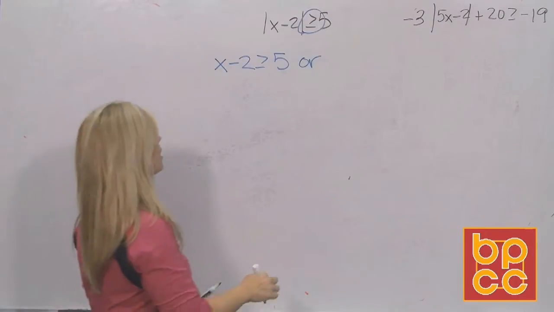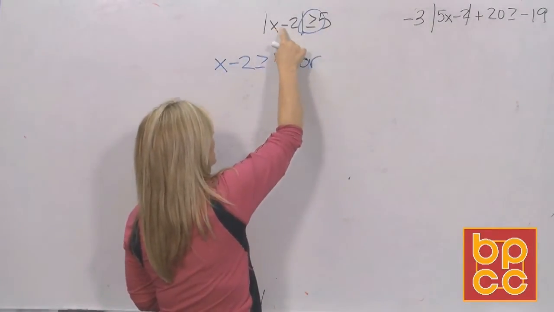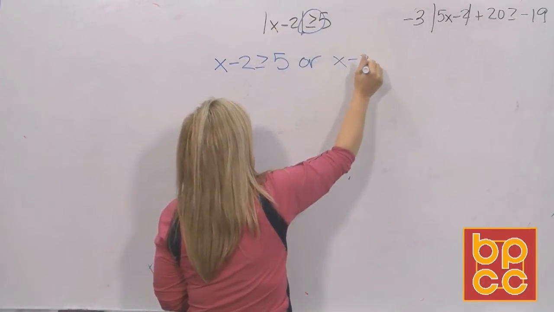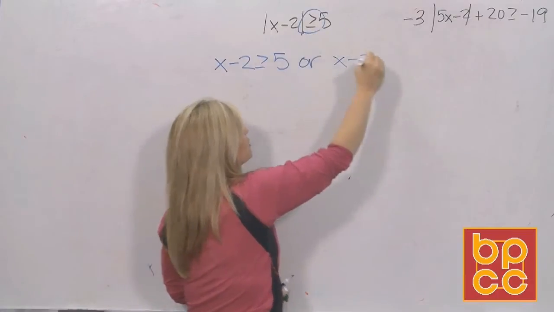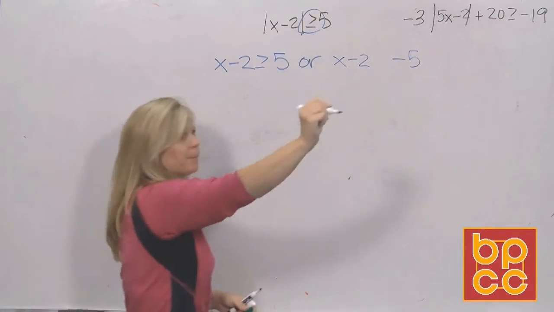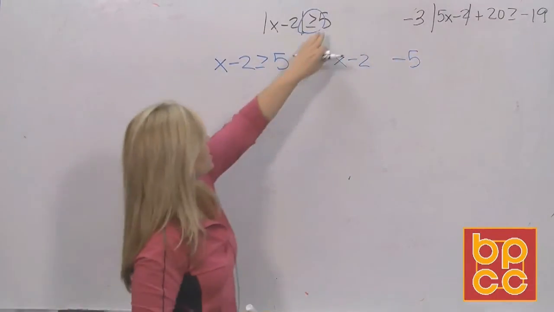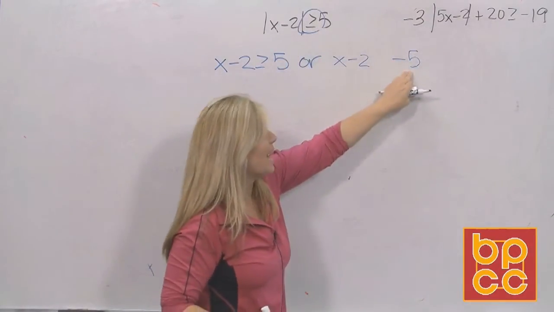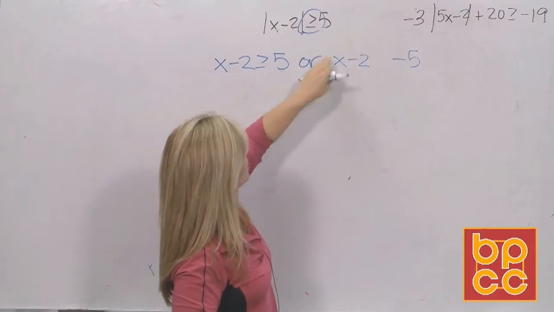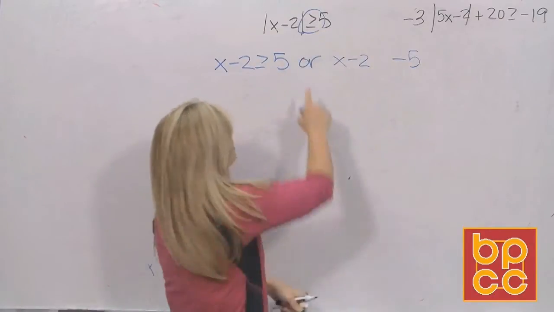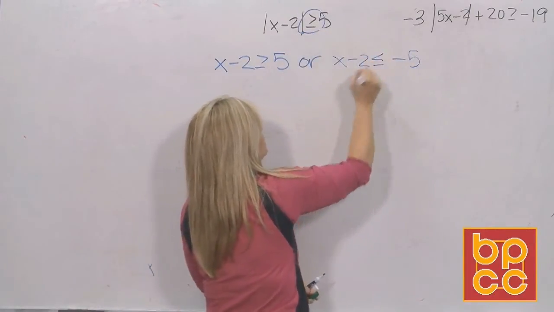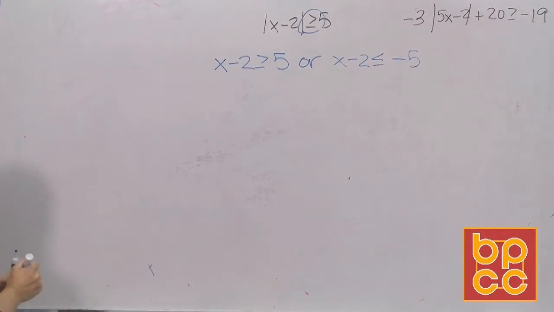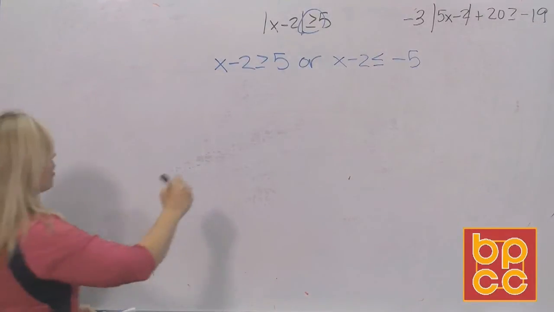The second inequality, you're going to copy x minus 2. But the 5 is going to be -5. You're going to go in the opposite direction. This is the distance from 0. If I go a distance of 5, I can be 5 to the right, 5 to the left. With an inequality, when you make that distance the opposite, you have to reverse that symbol. Now these are both linear inequalities. We'll solve them.